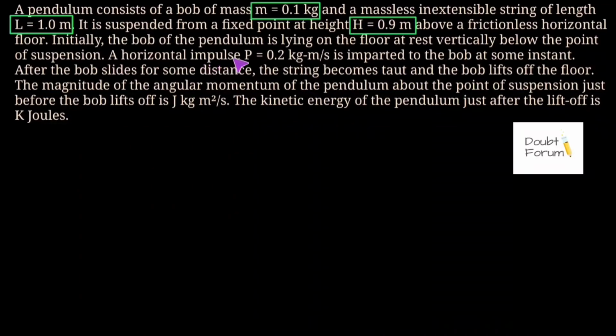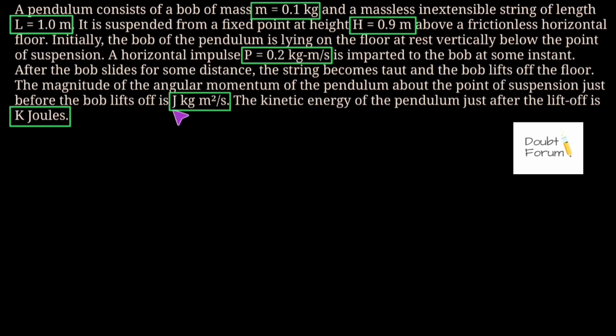A horizontal impulse of magnitude 0.2 kilogram meter per second is imparted to the bob at some instant. After the bob slides for some distance, the string becomes taut and the bob lifts off the floor. The magnitude of the angular momentum of the pendulum about the point of suspension just before the bob lifts off is J kilogram meter square per second, and the kinetic energy of the pendulum just after the liftoff is K Joules. So we have to find the value of J and K.